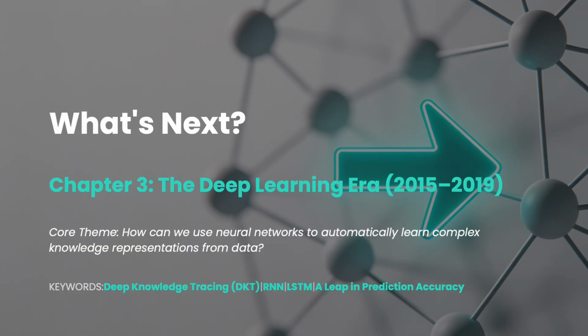Speaking of the deep learning era, that's exactly where we're headed next. In Chapter 3, we'll explore the explosion of research from 2015 to 2019. Led by the groundbreaking deep knowledge tracing model, we'll see how neural networks like RNNs and LSTMs transformed the field, leading to unprecedented leaps in prediction accuracy. Stay tuned.